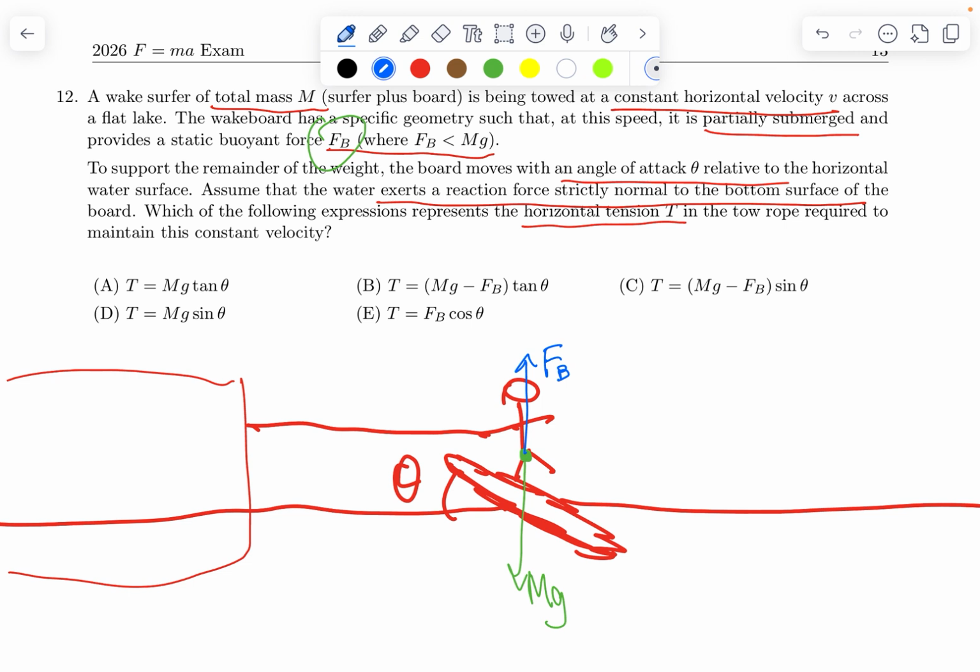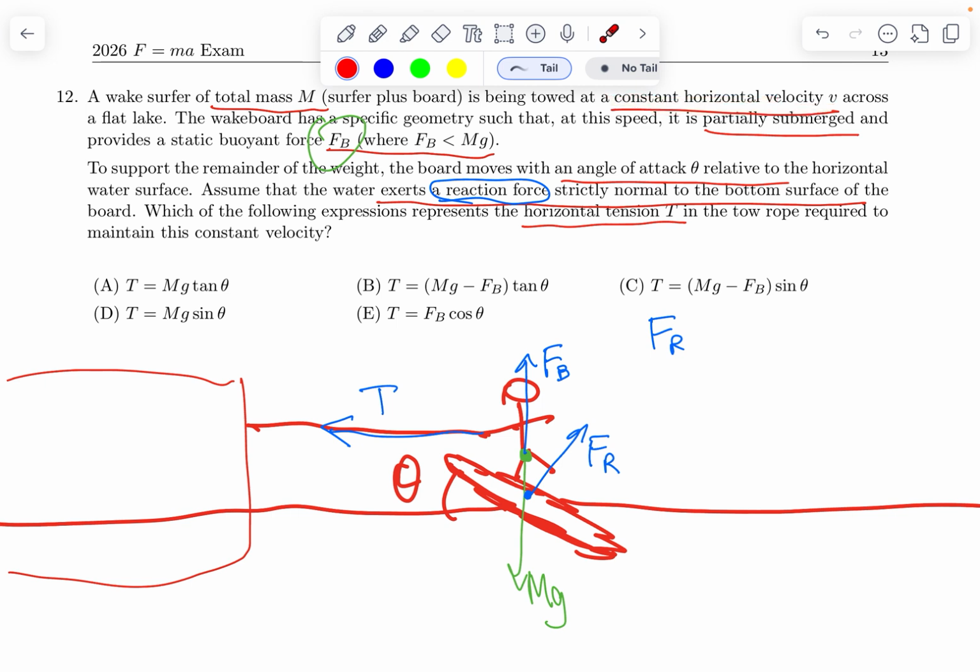Okay, so we have this tension over here, right? And there's also a reaction force. I'm going to call the reaction force Fr, strictly normal to the bottom surface. So it's kind of like a normal force, right? If I draw this Fr, but remember, it says that it is moving at a constant horizontal velocity v.